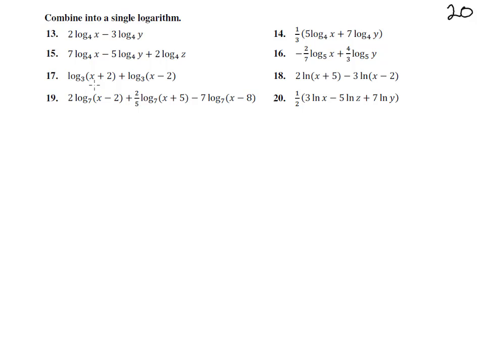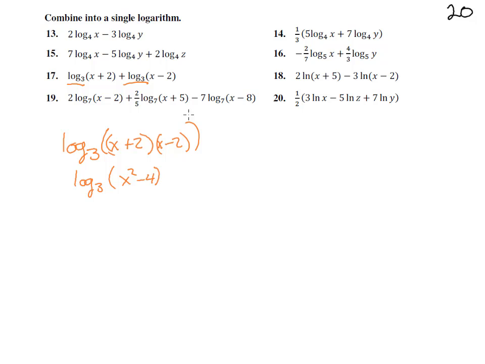All right, number 17. Here we have a log base 3 on both places, and so we'll have log base 3 of x plus 2 times, because there's a plus sign in here, x minus 2. Oh, hey, we know what x plus 2 times x minus 2 is, right? So we could write it as log base 3 of x squared minus 4, multiplying those out like that.